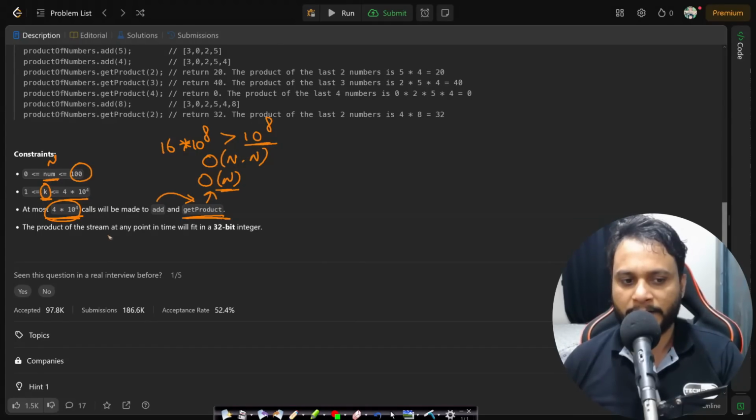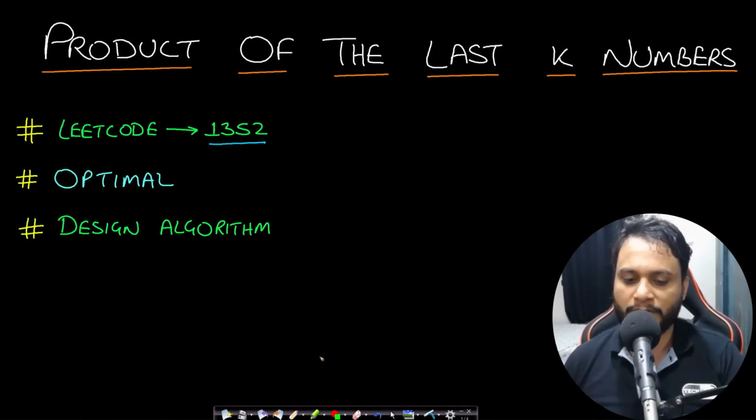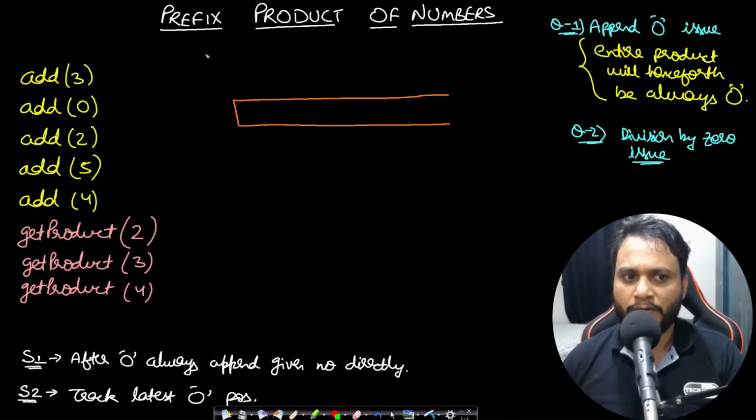The product of the stream at any point will fit in a 32-bit integer. Since it fits in a 32-bit integer, I don't need to take a long integer. It will never overflow, so there is no need to take mod or a long integer. This simplifies the problem. We will just be focusing on optimizing this solution, and we know that the simple approach is not going to work. So let's now look at how to optimize the solution.